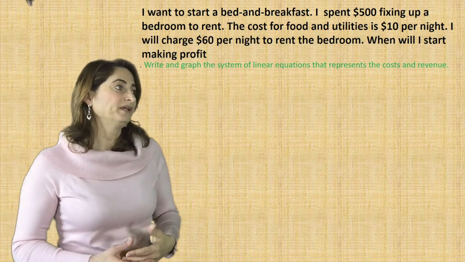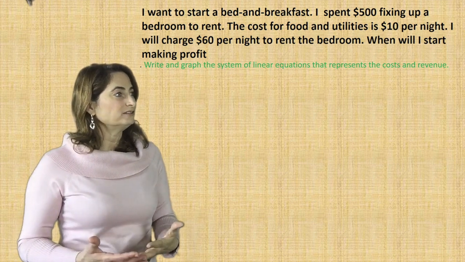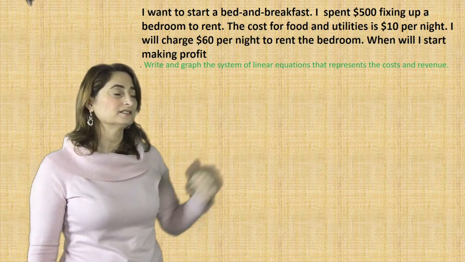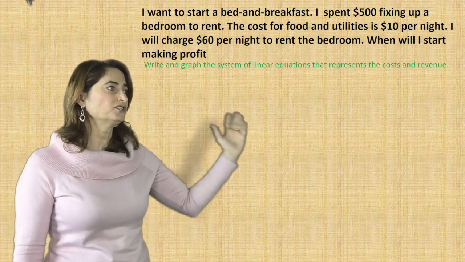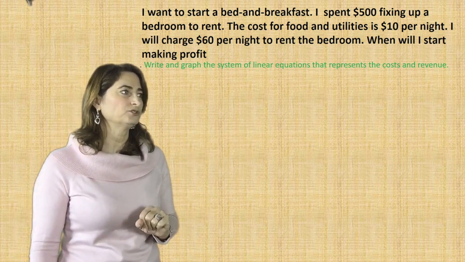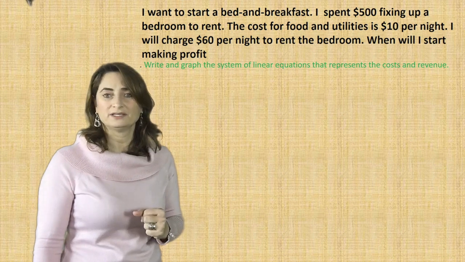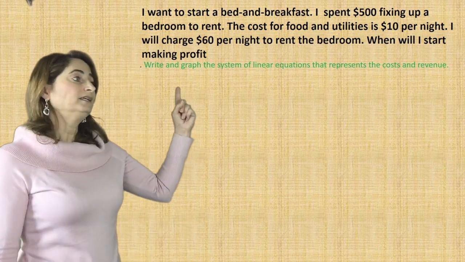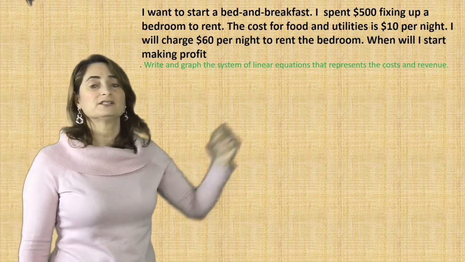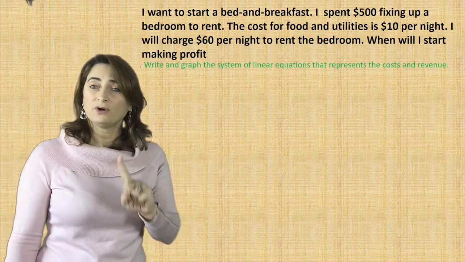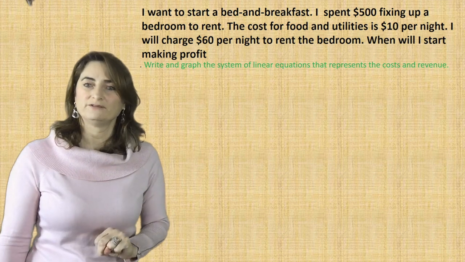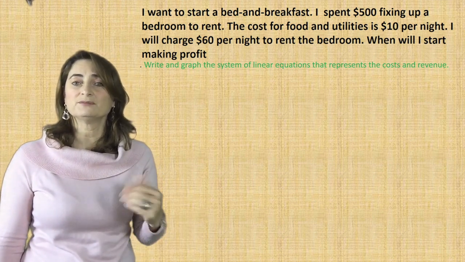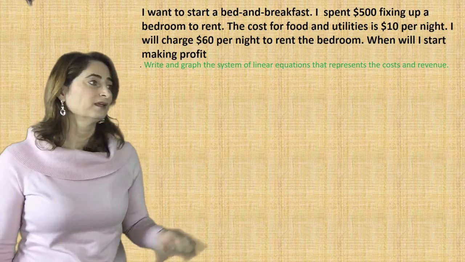I wanted to start a bed and breakfast. I spent $500 fixing up a bedroom to rent. The cost for food and utility is $10 per night. I will charge $60 per night to rent the bedroom. When will I start making profit? For me to figure this out, I need to write and graph a system of linear equations, one for the cost and one for the revenue. So those are two equations. They make a system. I need to graph them, see where those lines meet.